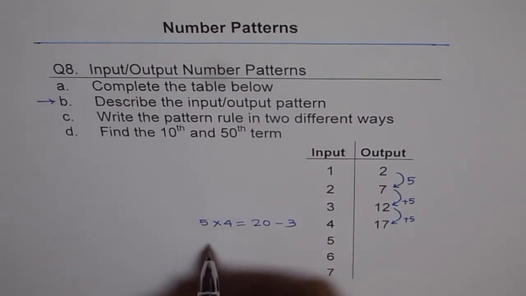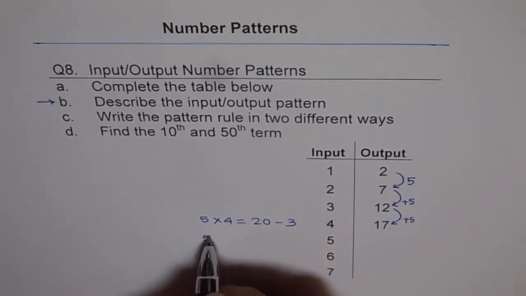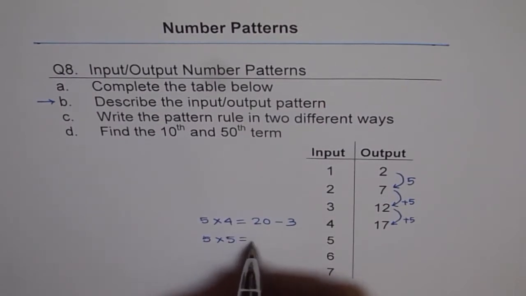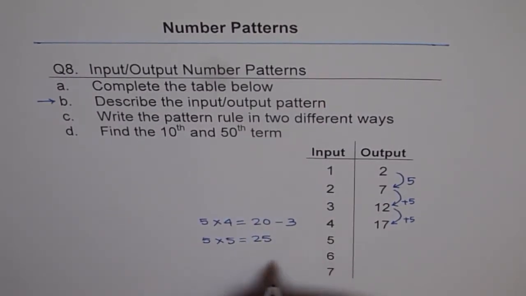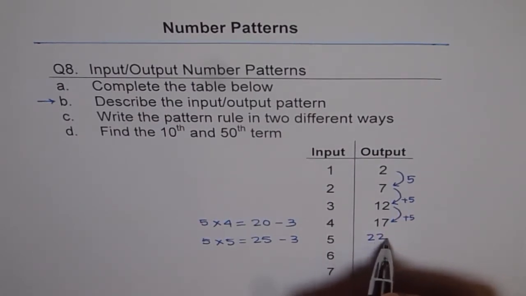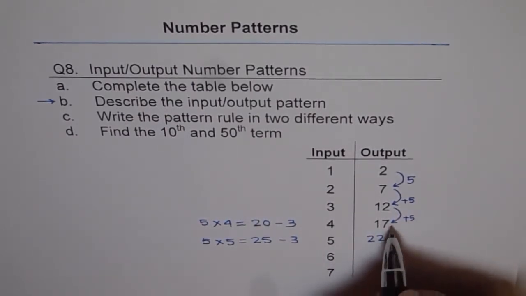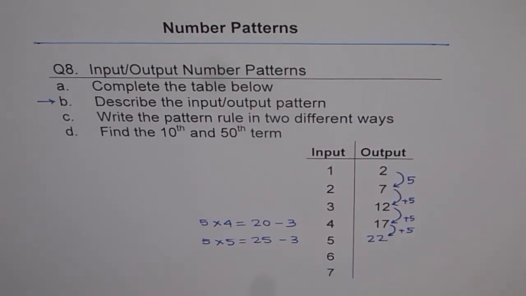So, next, 5 times 5 is what? 5 times 5 is 25. And take away 3 will give us 22. Does it match? Add 5 to 17. Do you get 22? Yes, you do. So you get a pattern rule here. Do you see that? So what is the pattern rule?